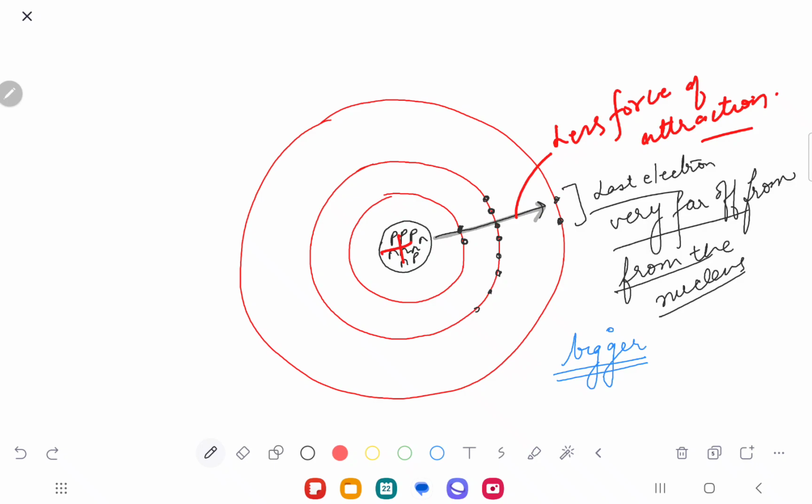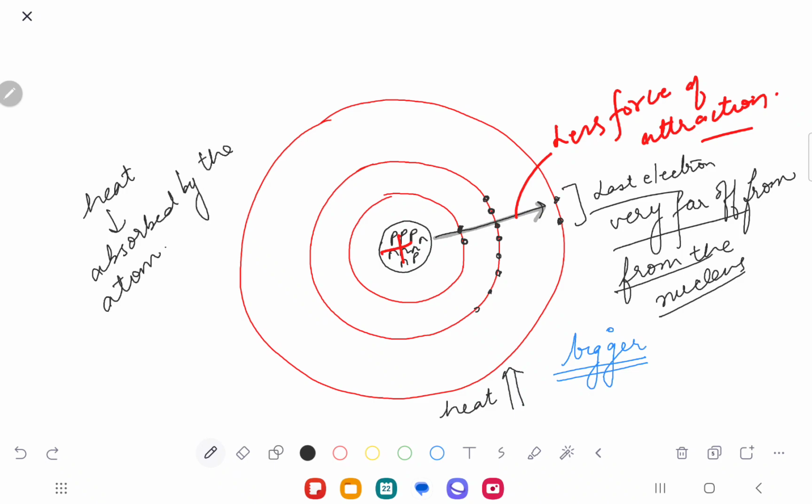And when it is less force of attraction, what exactly does that mean? You tell me. Now understand what is happening. Let us suppose I provided heat. I heat such an atom. So this heat shall be absorbed by the atom. Yes or no? Now, if this heat is absorbed by the atom, what exactly does that mean?